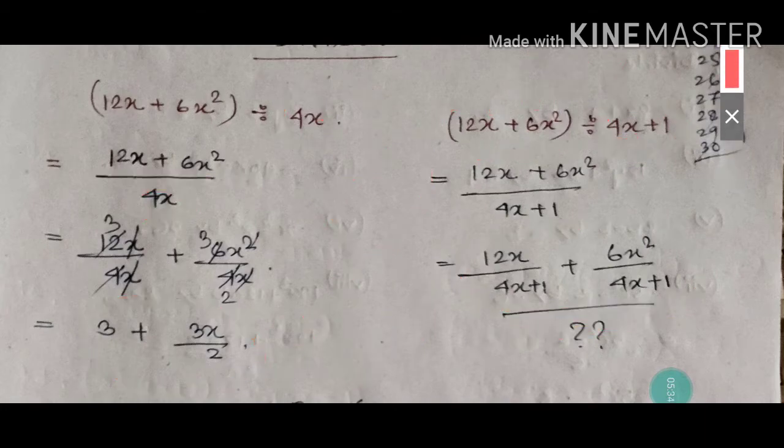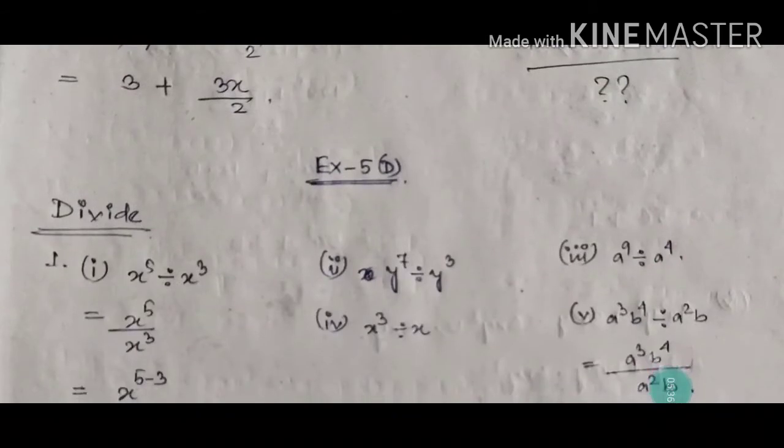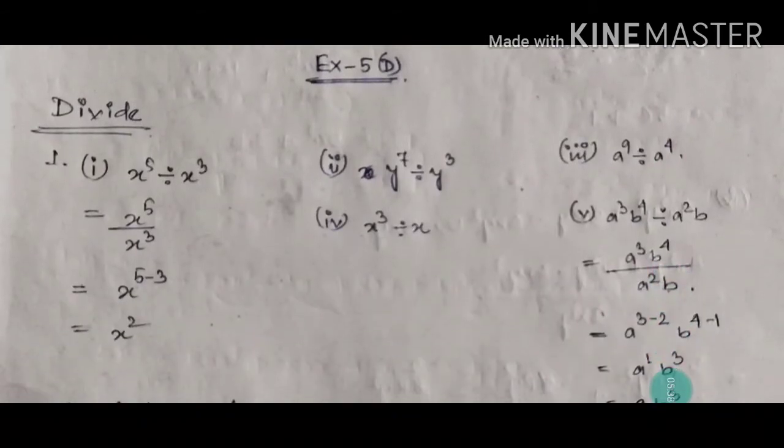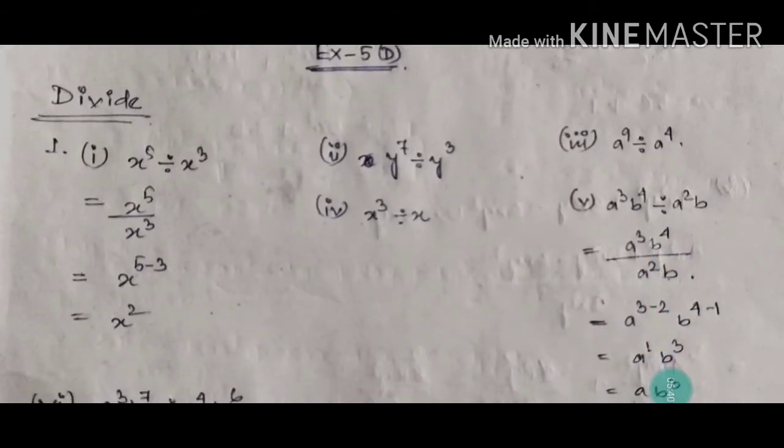Okay, so let's start exercise 5d. Now see question number 1. It is given x power 5 divided by x cube. This is nothing but, see, all the bases are the same, powers are different, division is there, that means the powers will be subtracted: x power 5 minus 3, that means x square.